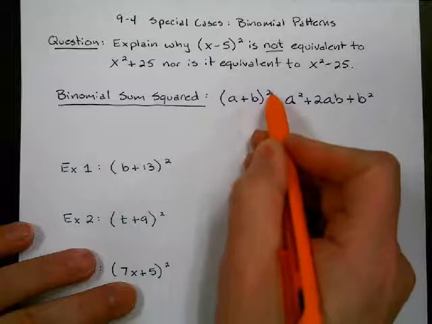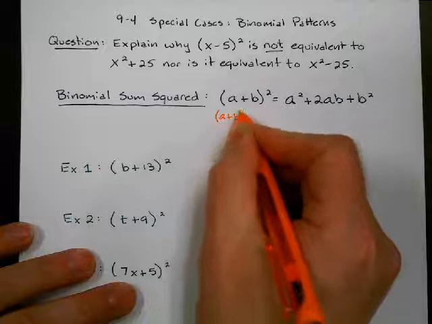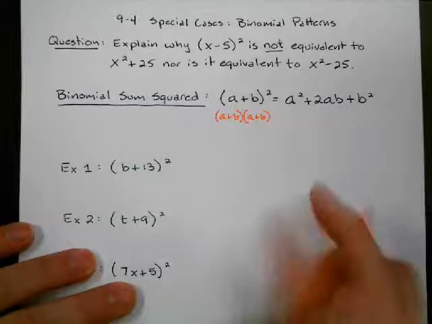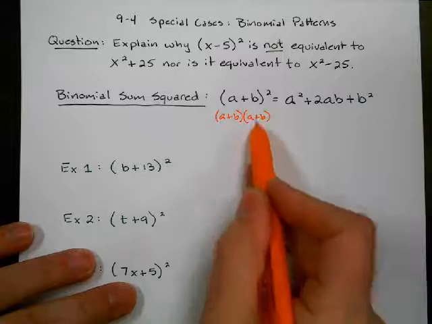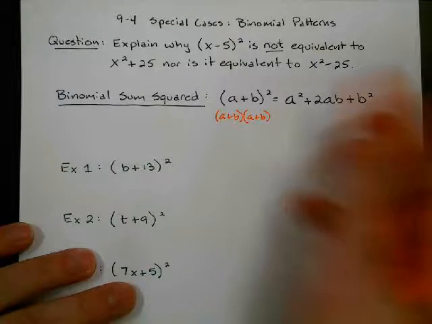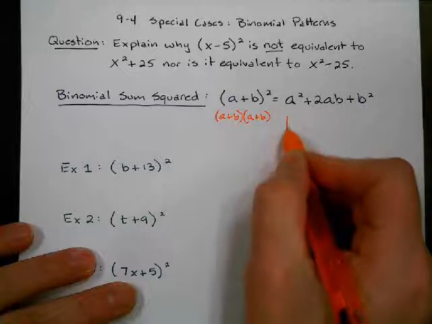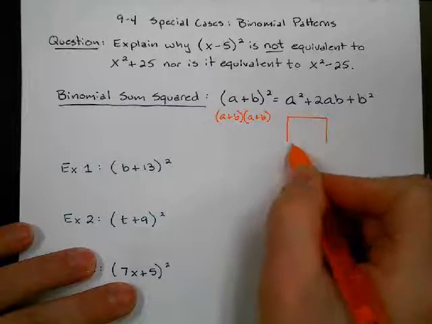Because (a plus b) squared is supposed to be (a plus b) times (a plus b). Right? These two are the same thing. (A plus b) squared equals (a plus b) times (a plus b). Yeah, it does. So what we can do for this is show the area model real fast to show that we're going to get this answer up here.